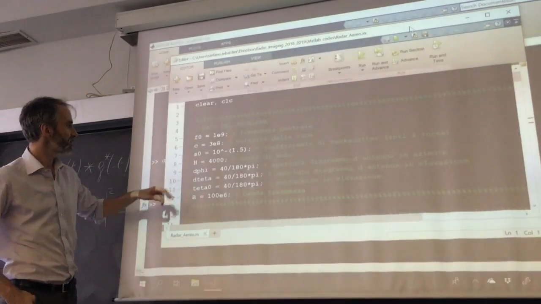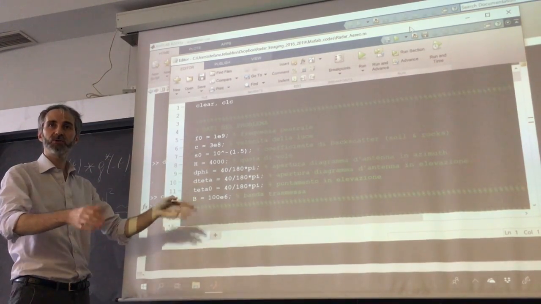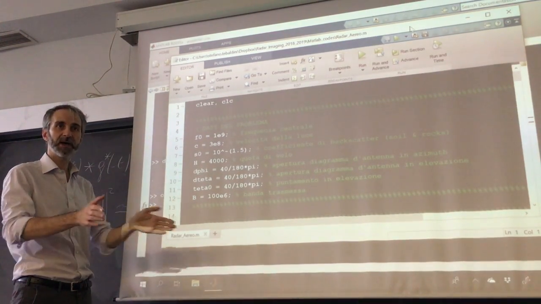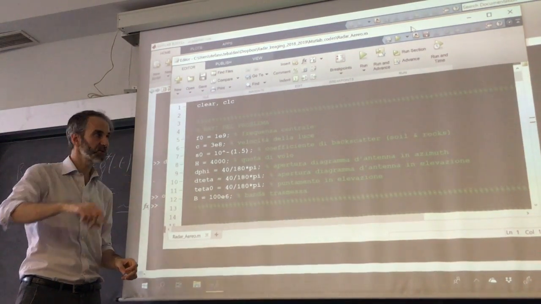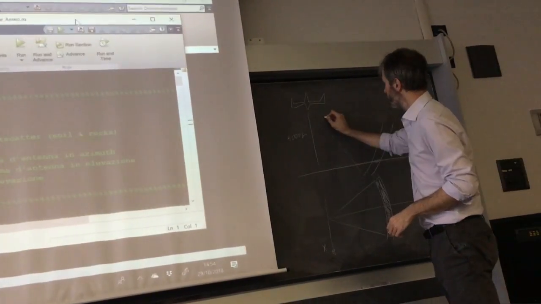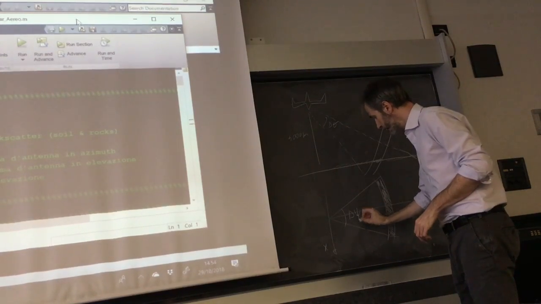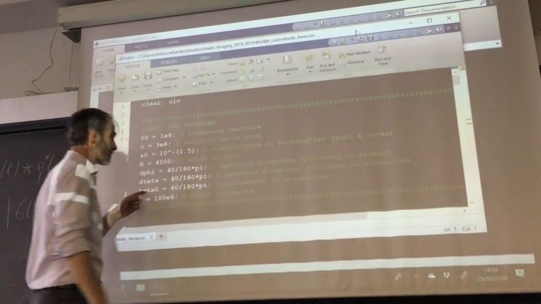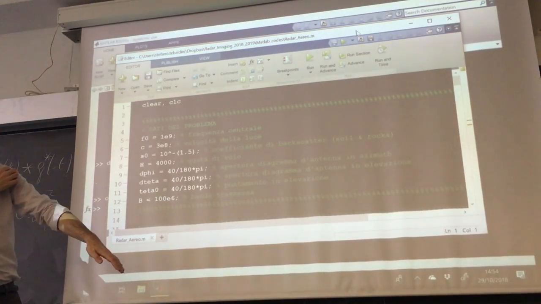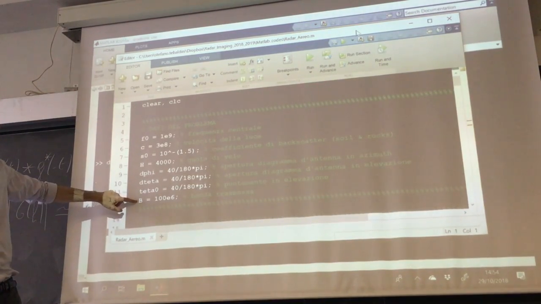here you have some information about the azimuth aperture. So this d phi is your azimuth aperture, d theta is your elevation aperture. So this is d theta and this is d phi. Theta 0 is the pointing angle, so it is the center of the beam, and this is your bandwidth.